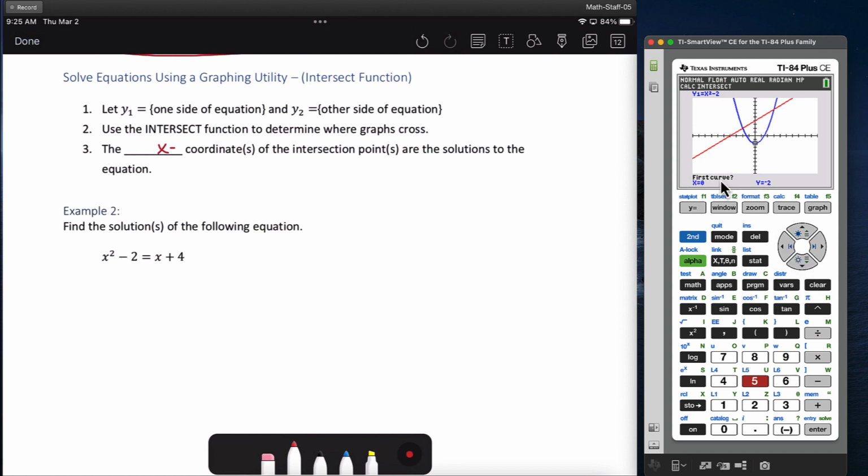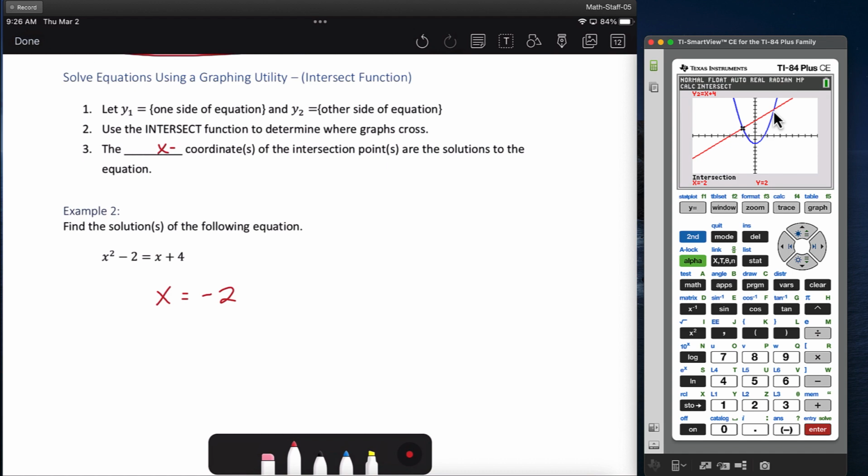So now it's asking for the first curve, and notice as you scroll that cursor is automatically on y1. So you just want to get close to that intersection point and hit enter. It's going to automatically jump to the second curve, hit enter, and enter one more time. And we can see that the intersection is at -2, 2. We're looking for the x value. The x value is our solution to the equation.